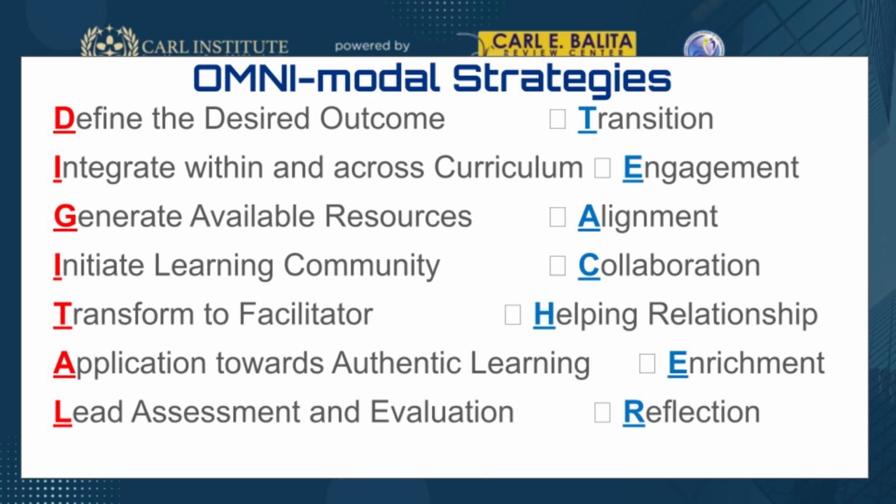A. Application towards authentic learning. Outcome: Enrichment. Encouraging students to apply what they've learned in real-world scenarios bridges theory and practice. Authentic tasks make learning meaningful and enriching. L. Lead assessment and evaluation. Outcome: Reflection. Reflective assessments help students internalize their learning, identify areas for growth, and recognize their progress. Teachers use these insights to further enhance instruction.